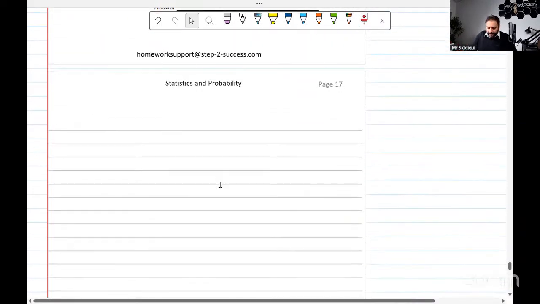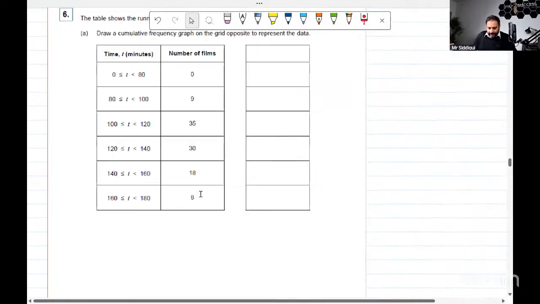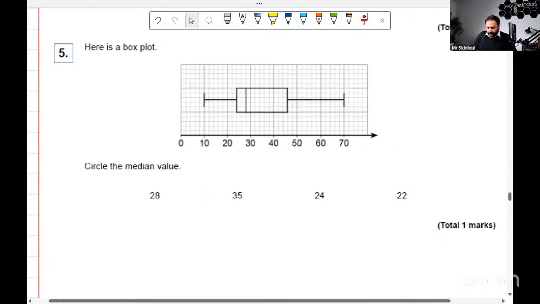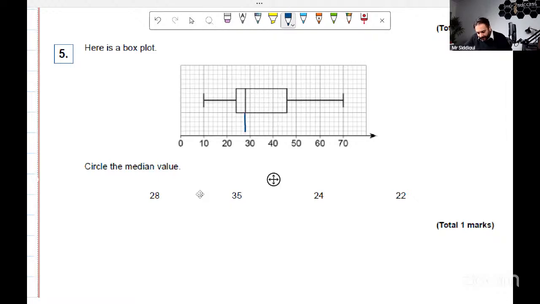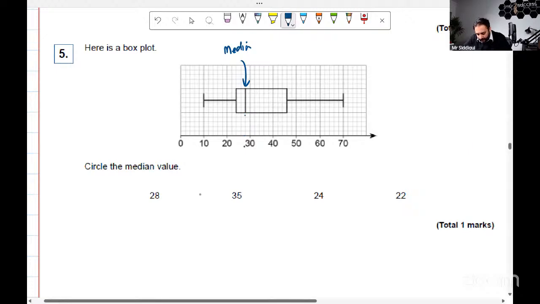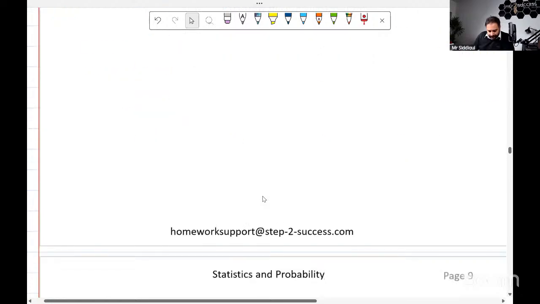Right, let me just go back to question 5. Box plot. The median is the middle value. I've got a very weird thing in the back of my head that box plots aren't in IGCSE maths, but you'll have to double check that. The median value is this value here, which is the middle of this box. 22, 24, 26, 28. Okay, and that's it. That's question 5. That's the median. Is there more? No, there's no more to question 5.